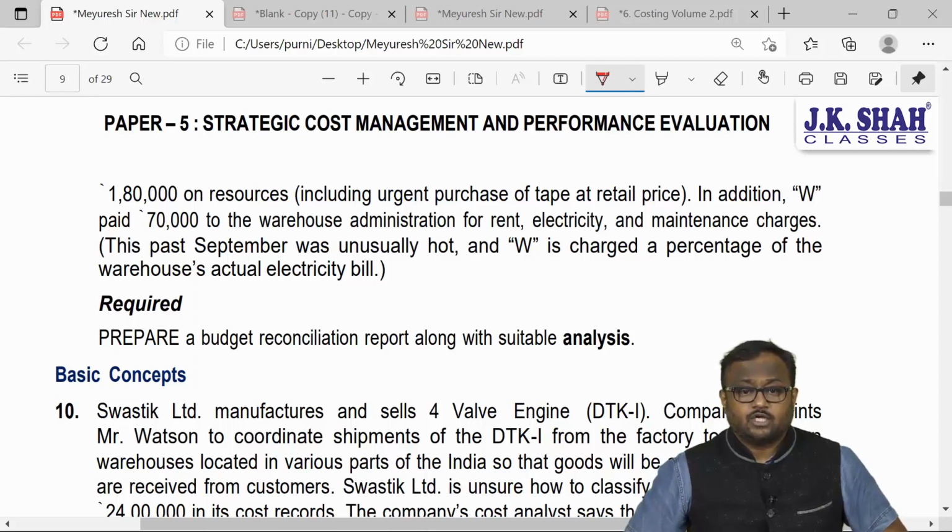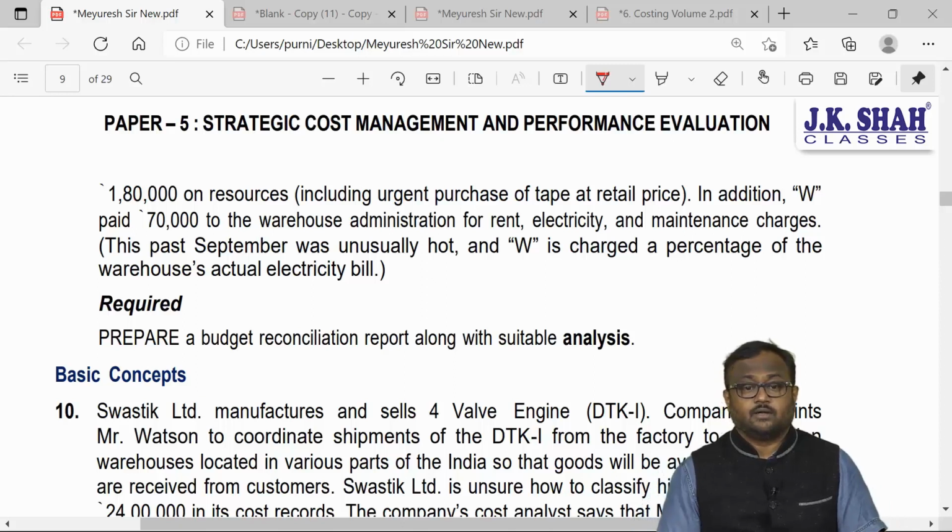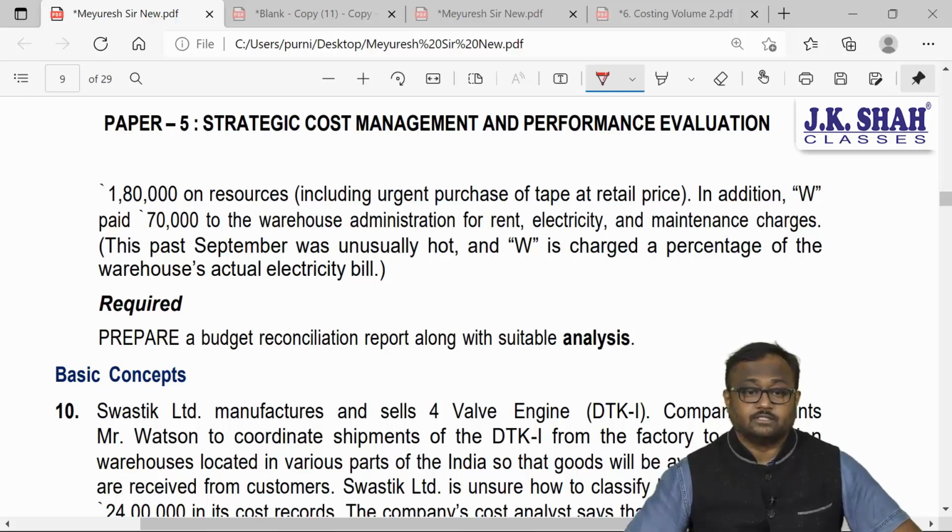This past September was unusually hot, and W charged a percentage of the warehouse's actual electricity bill. Okay. Prepare a budget reconciliation report along with suitable analysis.